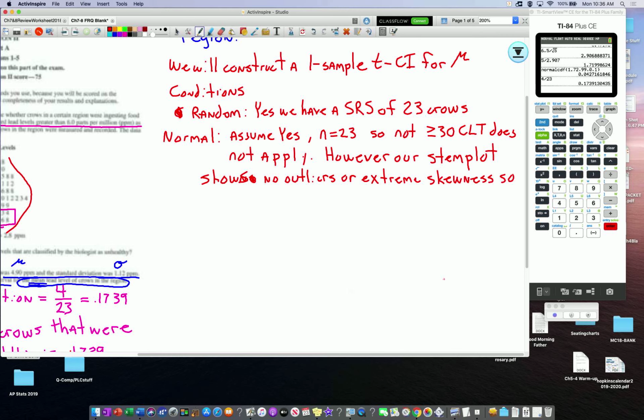So we will assume our sampling distribution is approximately normal.